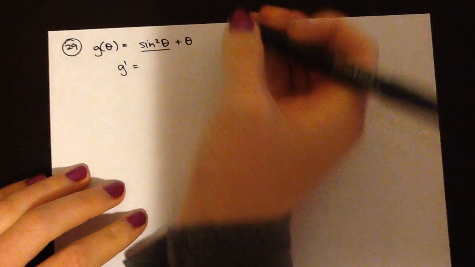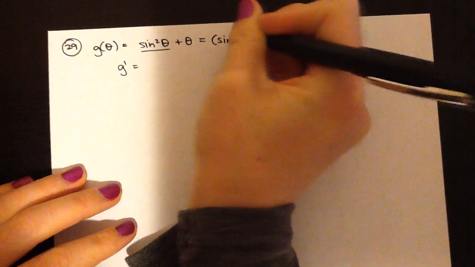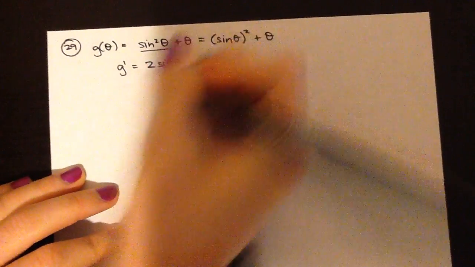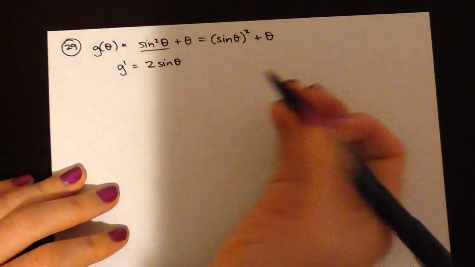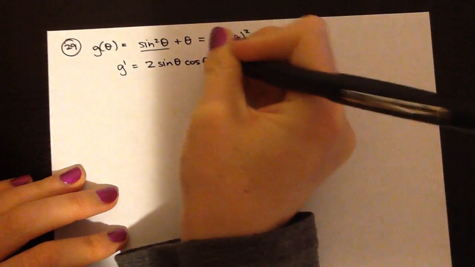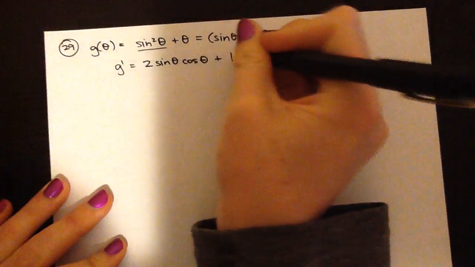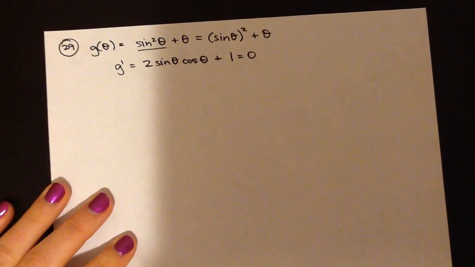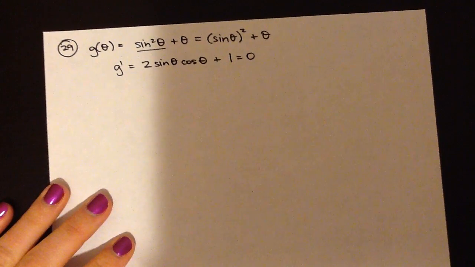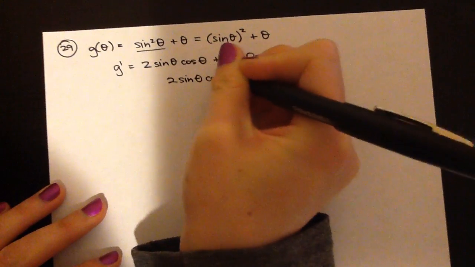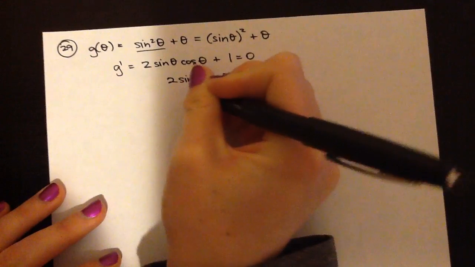This requires a chain rule. Remember what this really actually is: sine of theta quantity squared. So 2 comes out front. I leave my sine theta exactly where it is, and then I multiply by the derivative of sine, which is cosine theta. And then plus the derivative of theta, which is just 1, because remember theta is the variable here. So if I want to find my critical points, I set this equal to 0 and solve. What I'm going to do is subtract 1, divide by 2, and try to solve for theta.